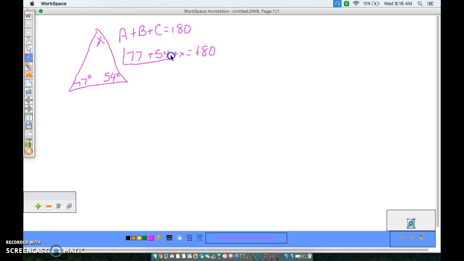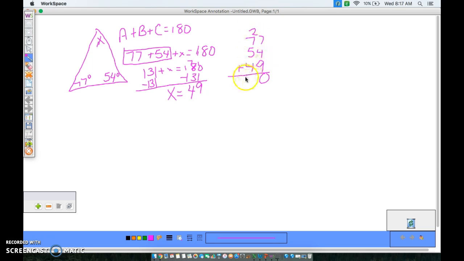We can combine our like terms here. 131 plus x equals 180, which means that subtracting 131 from both sides will give us our x value. So that leaves us with 49 for x, and you can check your solution by saying 77 plus 54 plus 49 has to equal 180. And it does.